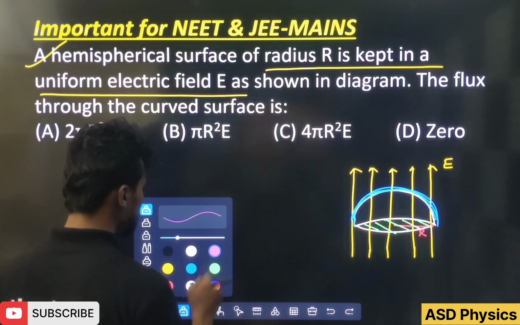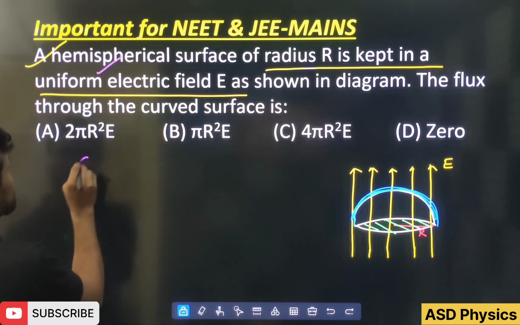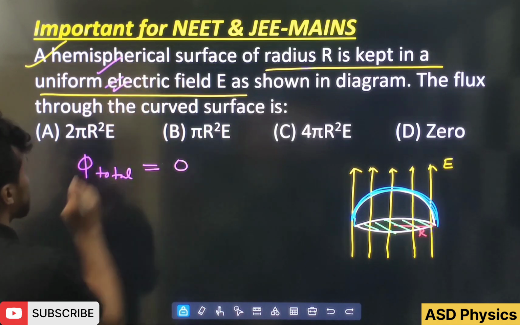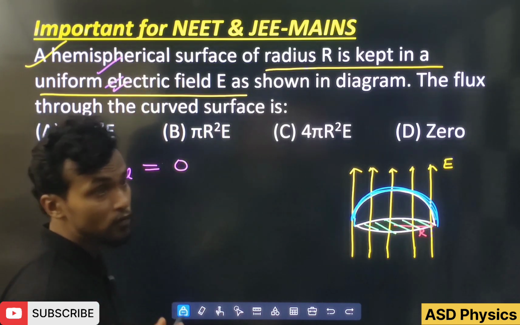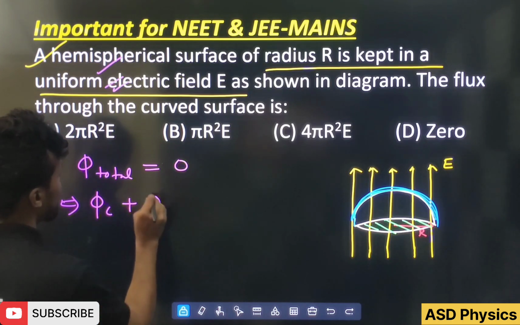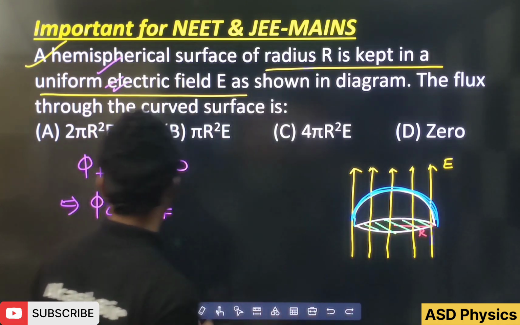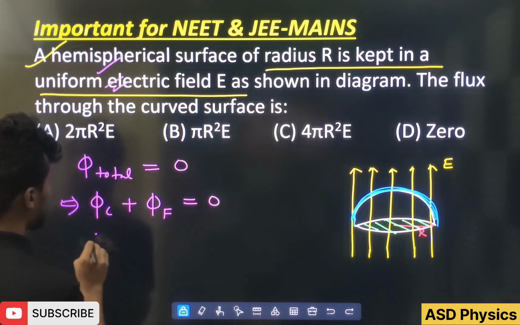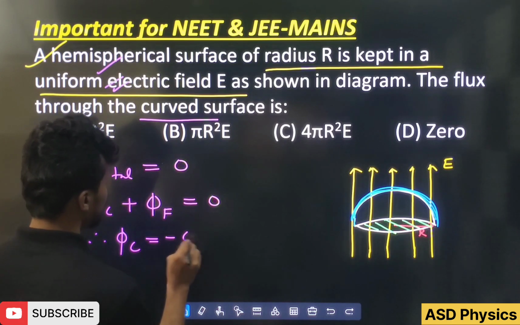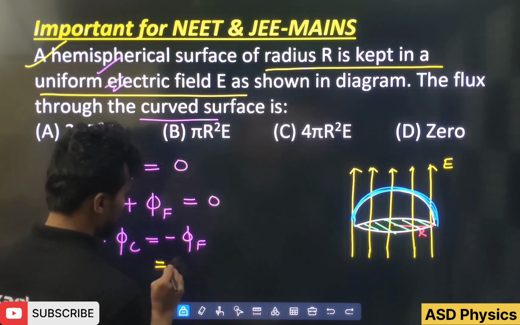So what I have told you, whenever a closed surface is there in a uniform electric field, what will happen? The total flux will always be 0, uniform electric field. This total flux is made up of how many fluxes? So here we can tell one is phi curved surface and one is phi flat. This one, green color is the flat, blue color is the curved, equal to how much? 0. In the question they are asking flux through the curved surface. So it is given here minus phi f. That is very easy.